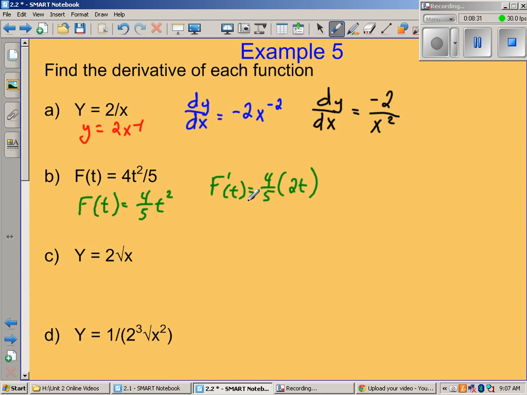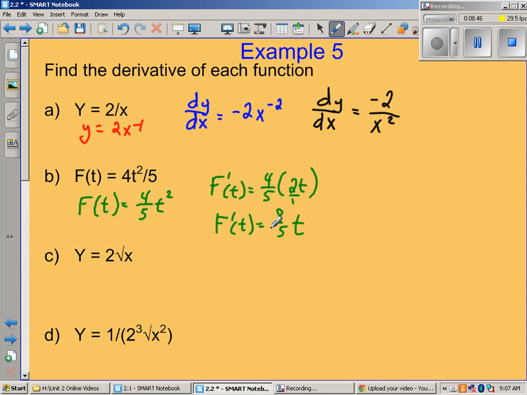So my final derivative is going to be, well, when I multiply 4 by 2, remember this is 2 over 1, so I end up with 8 over 5 t. And that's my final answer for my derivative of that function.